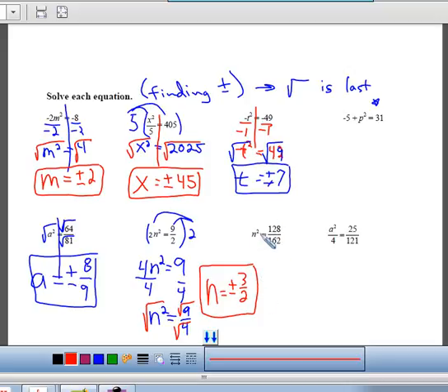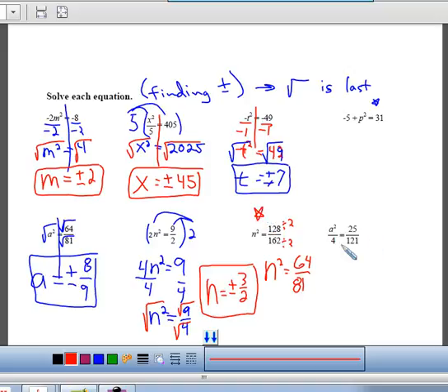Okay, the next one. If you try to take the square root of 128 or 162, it does not work out. They are not perfect squares. But if you look closely, they are both even numbers and can be divided by 2. And when you do that, you get n squared equals 64 over 81. And I have a feeling you know how to do that, so I'm going to let you finish that on your own.